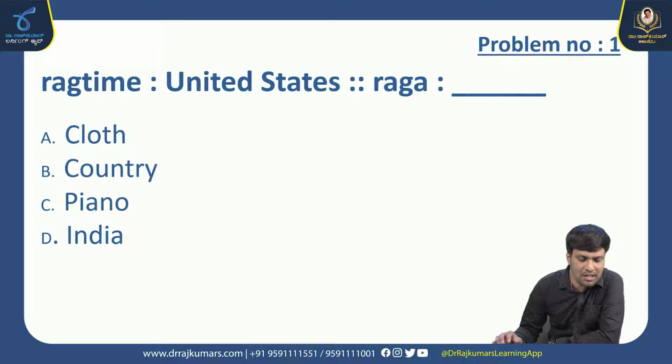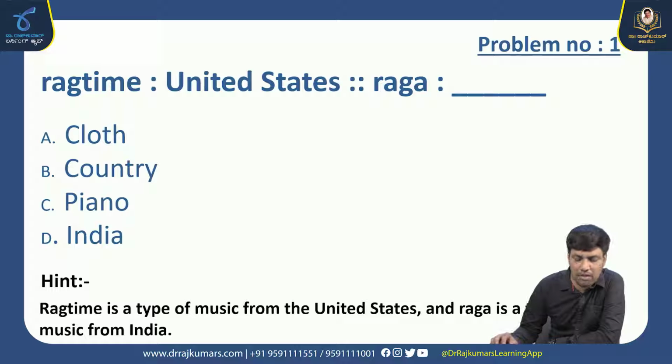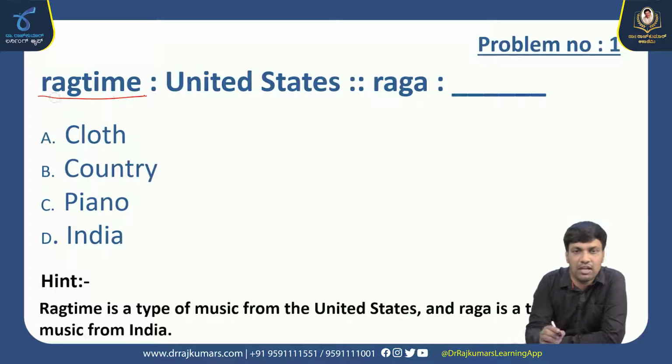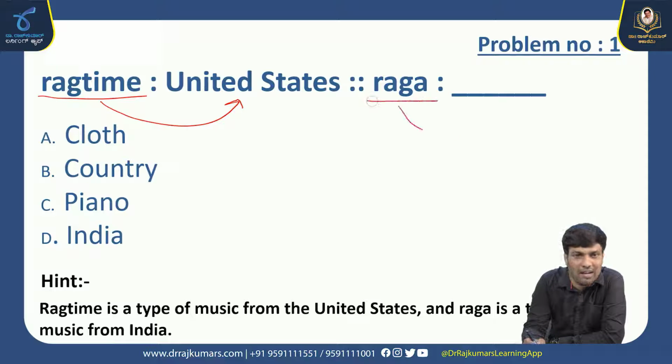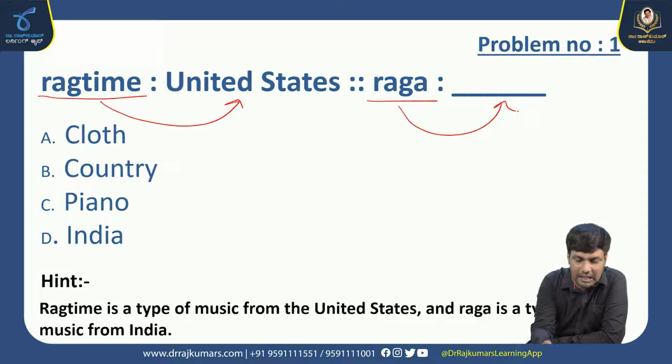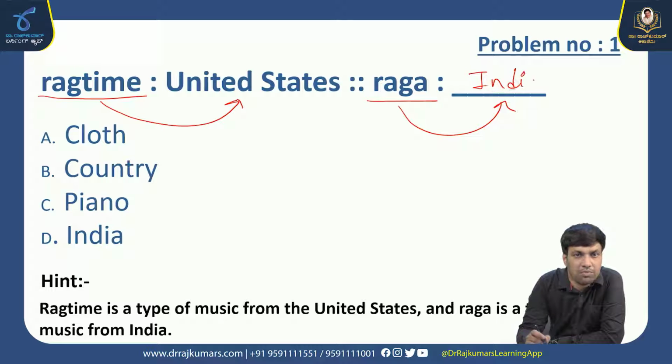Let's study the hint now. Hint for solving: Ragtime is a type of music from the United States. Then we need to identify in which country Raga is followed. Usually Raga is followed in the country India. Raga is the tradition of musical form which is followed in our country. So the right option for the first question is answer D.